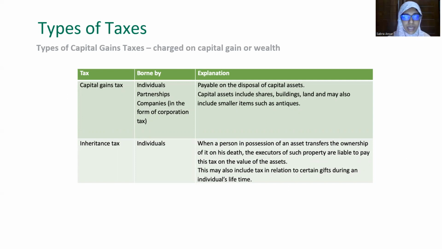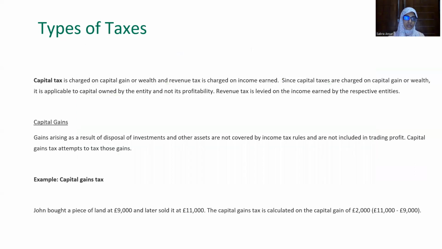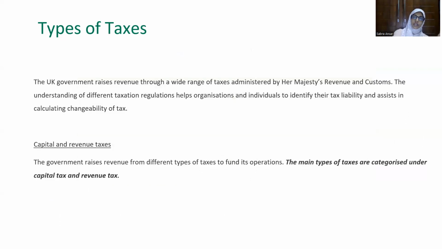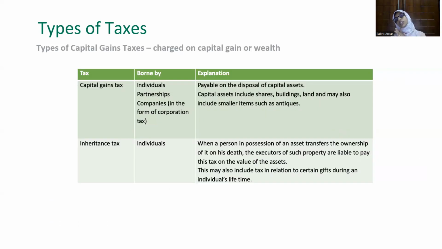Capital gains tax is charged on capital gains of wealth. As I told you before, there are two main types of taxes. What are those? Capital tax and revenue tax. So first, we will be talking about capital tax. What do you think capital tax is, looking at it?